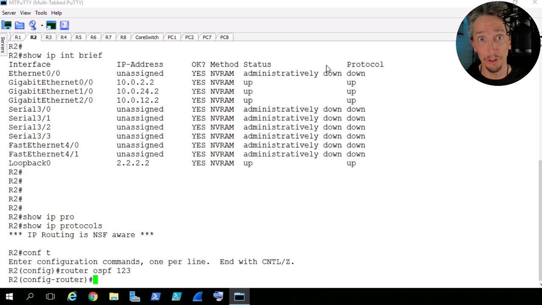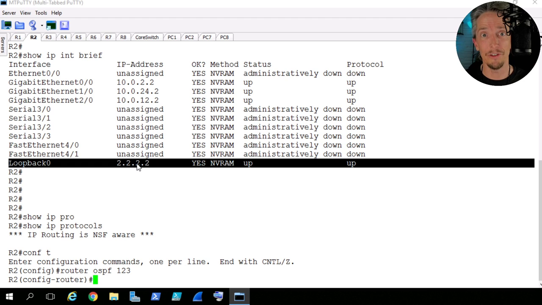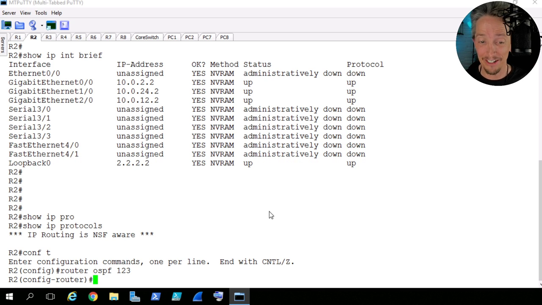And I will use the loopback address as the router ID. So there's the loopback address right here. By default, OSPF is going to choose a configured router ID, or if that doesn't exist, the highest loopback address. If that doesn't exist, the highest IP address on any interface other than a loopback. So the router ID is going to be 2.2.2.2 because we're not going to hard code it. And there it is. There's the loopback.